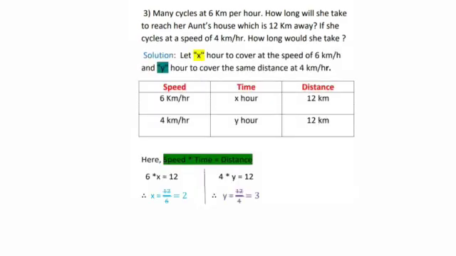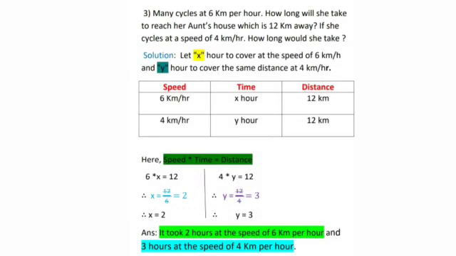The third sum. Mary cycles at 6 km per hour. How long will she take to reach her aunt's house, which is 12 km away? If she cycles at a speed of 4 km per hour, how long would she take? Now let x hours cover 12 km at a speed of 6 km per hour and y hours to cover the same distance at 4 km per hour. Children, speed into time is equal to distance, and we are going to find out the time. So 6 into x is equal to 12. So x is equal to 12 upon 6.